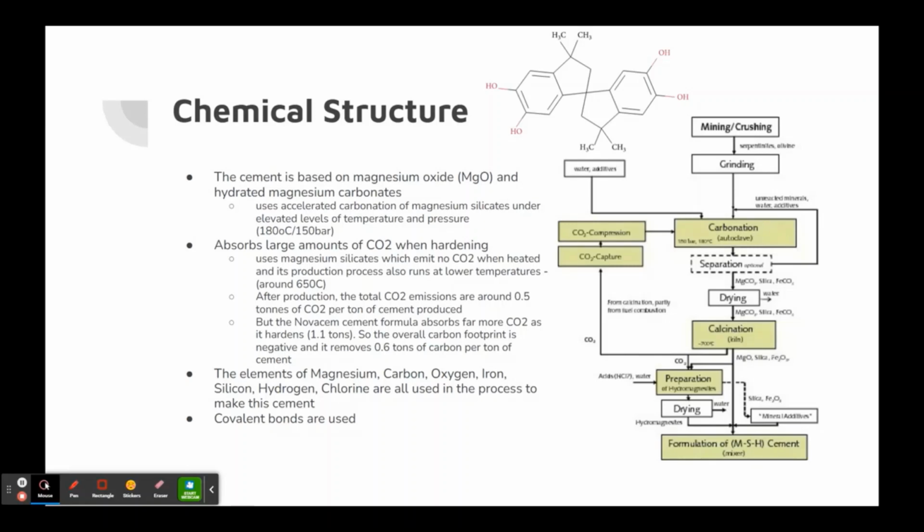The elements magnesium, carbon, oxygen, iron, silicon, hydrogen, and chlorine are all used in the process to make this cement, and covalent bonds are used.